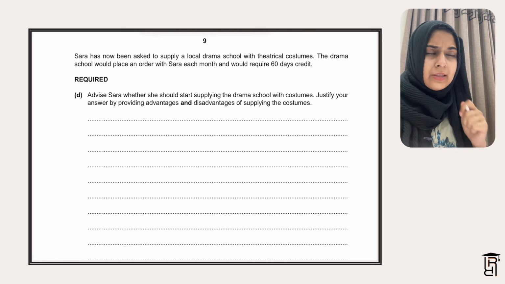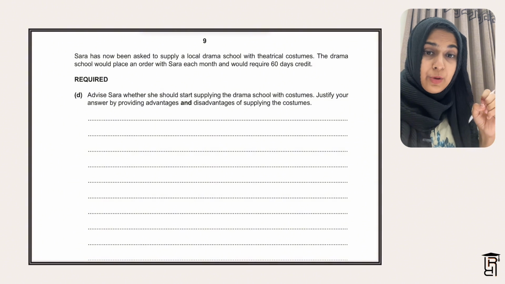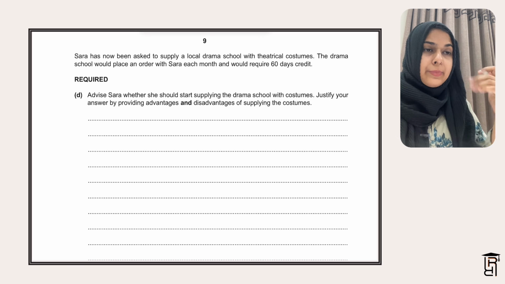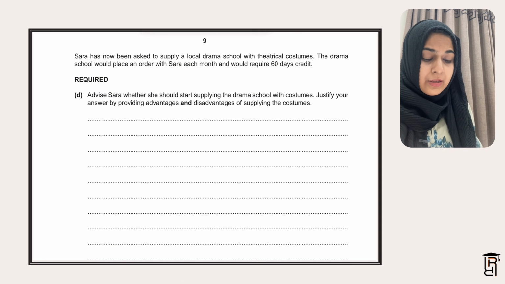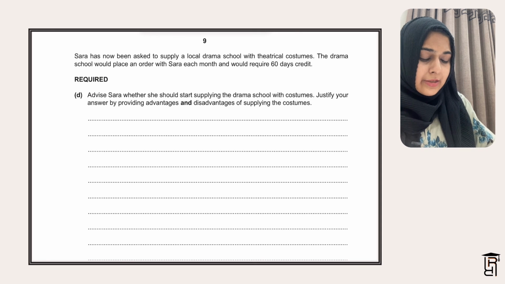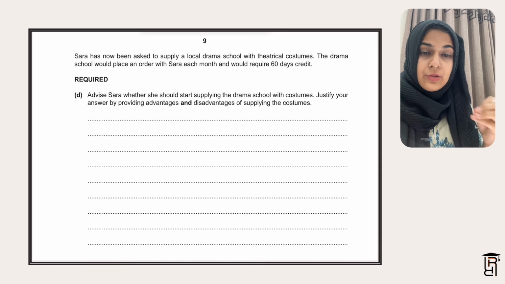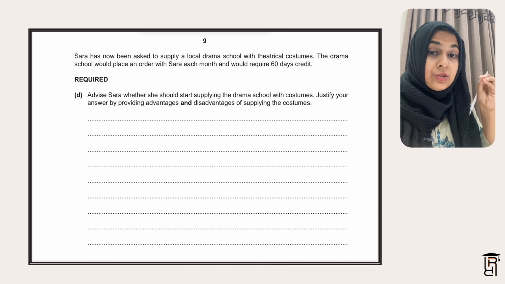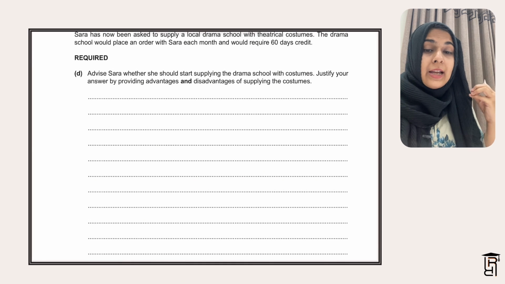So here what you guys need to do is that you need to write the answer in paragraphs. So it should be a proper answer, with proper sentences and proper paragraphs. So when you are writing, you can put 2 advantages in one paragraph and then 2 disadvantages in one paragraph, and then give your suggestion. So here advantages, we'll discuss points here. Advantages here are that if Sarah supplies costumes to the drama school, she'll have more customers now. It's like a big order, and you'll have more customers. So that means more revenue and therefore more profit.